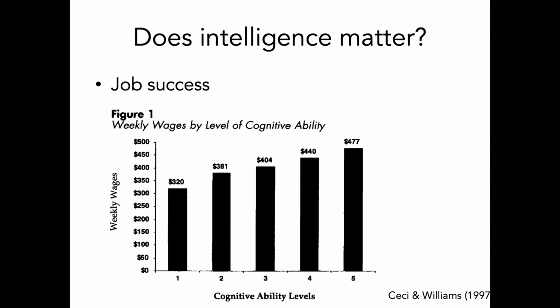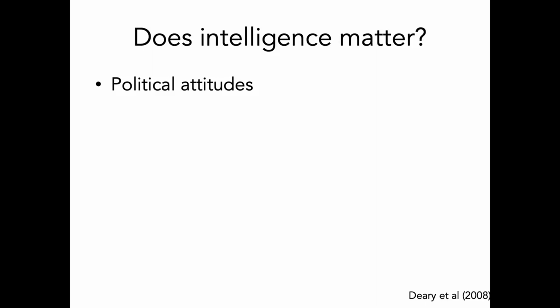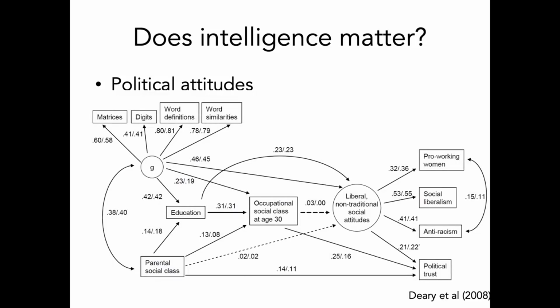Separate from education and income, it turns out that G also predicts political attitudes. This is quite a complicated graph, but let me just highlight on the left we have G, and it's a latent variable, which is shown by a circle, and it's being constructed by these boxes on the top left, which are boxes because they're measured variables. And the arrows point from G to the boxes because the model is assuming that G is causing them, that there's some underlying quality called general intelligence, which is causing each of those outcomes. Okay, that's how it's being modeled.